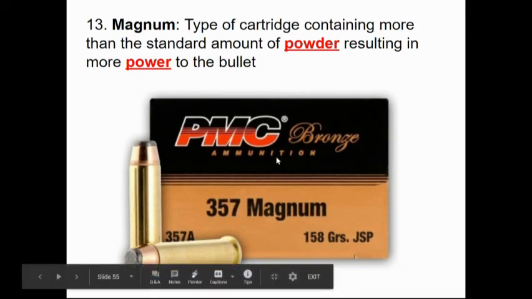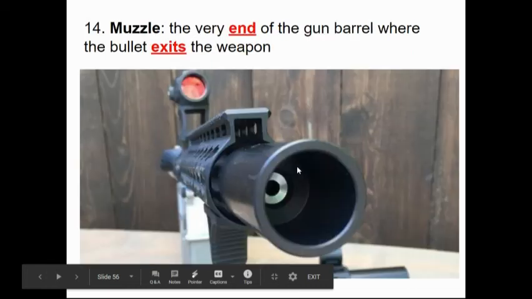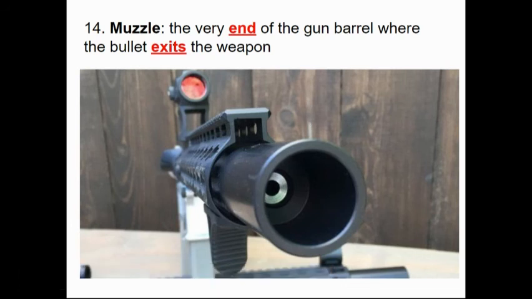You see some other terms here too. 158 GRS, that stands for grains. That has to do with the gunpowder itself. The muzzle is the opening of the gun barrel where the bullet exits. So there's a nice picture of this. This is something you never want to see. You do not want to be looking down the barrel of a gun. You always want to treat it as if it's loaded. But in this case, they've taken a picture for us.